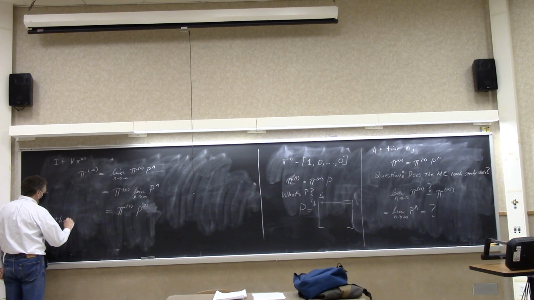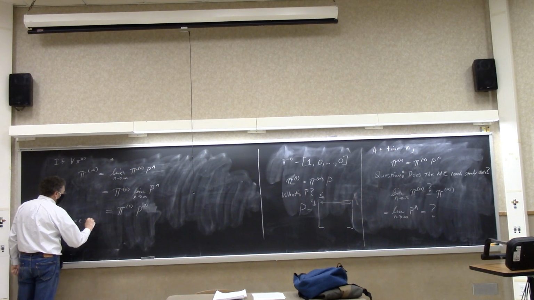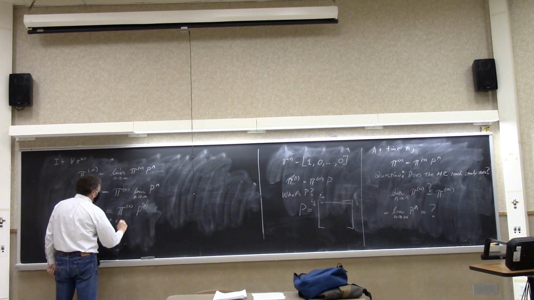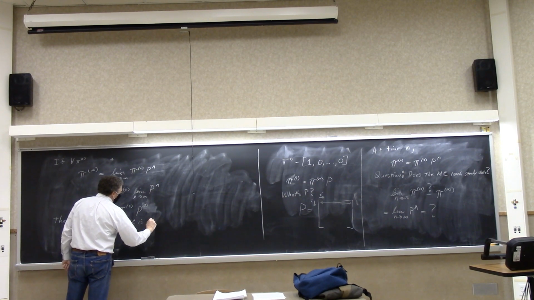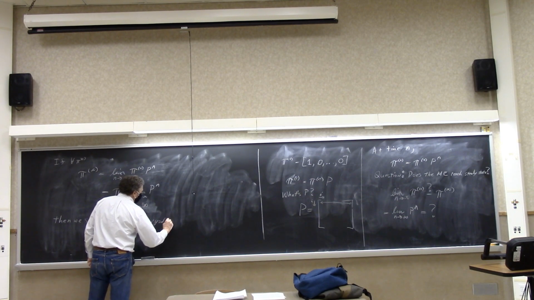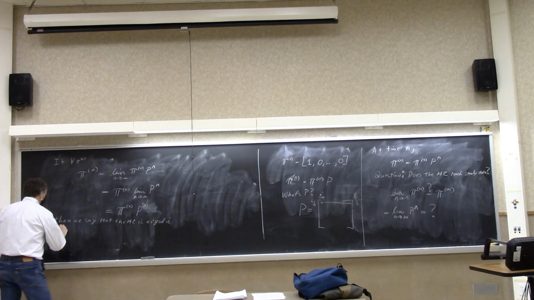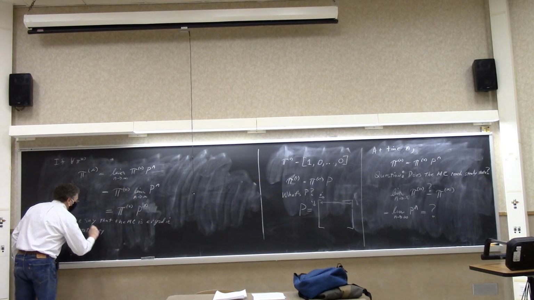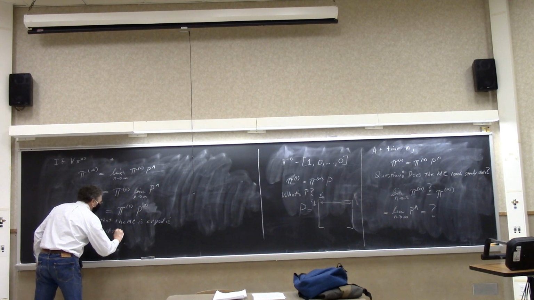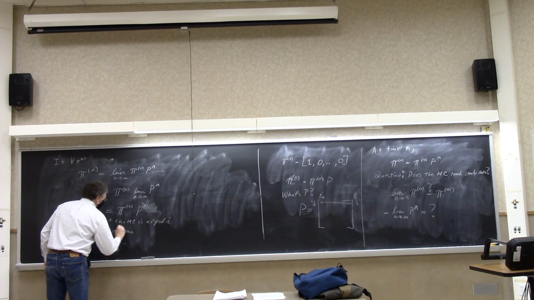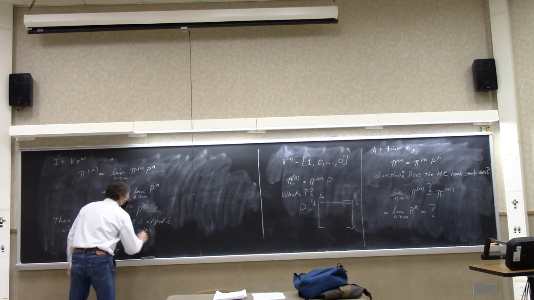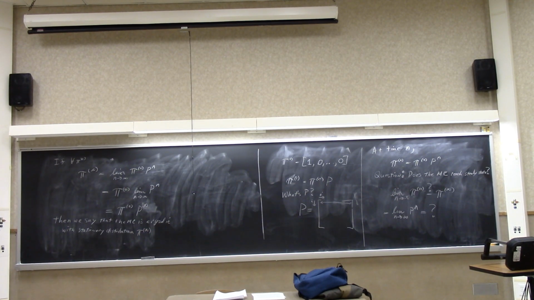If that holds, then we say that the Markov chain is ergodic with stationary distribution, P of pi of infinity. Okay?